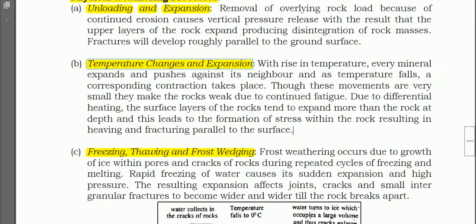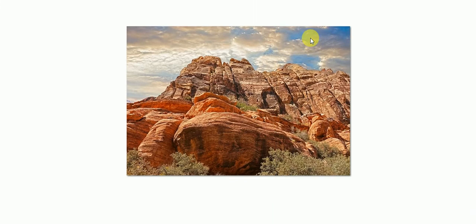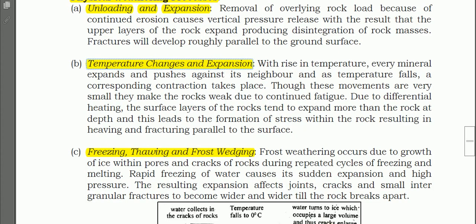And likewise you may see another photograph also. Here you will see different cracks. This is also due to thermal expansion, making blocks, known as block disintegration.